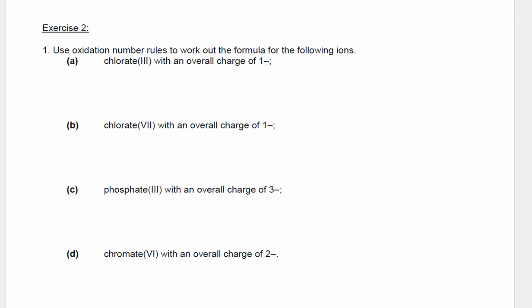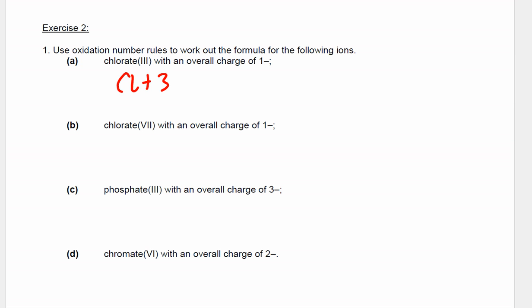In this next section, what we have to do is use oxidation number rules to work out the formula of the ion. Now this is more simple than it sounds, because we've got the presence of Roman numerals, and the Roman numerals tell us that on the chlorate ion, which has a charge of 1 minus, the chlorine has an oxidation number of +3. The Roman numeral tells us the oxidation number. So chlorine is +3.